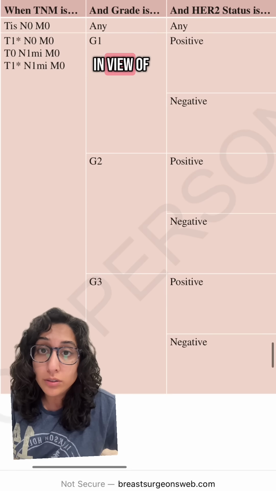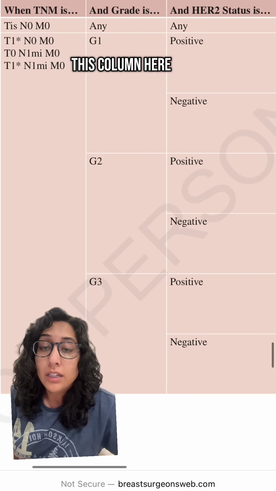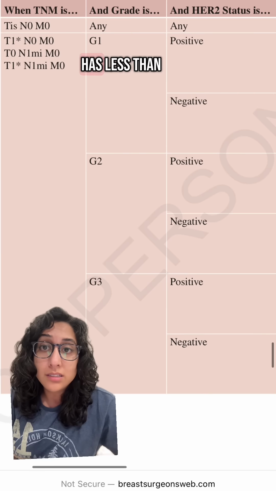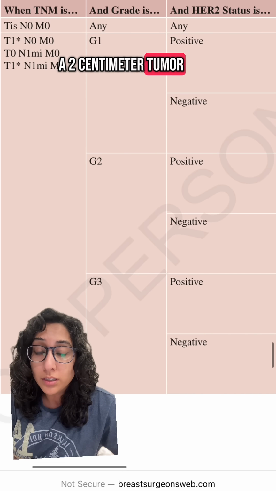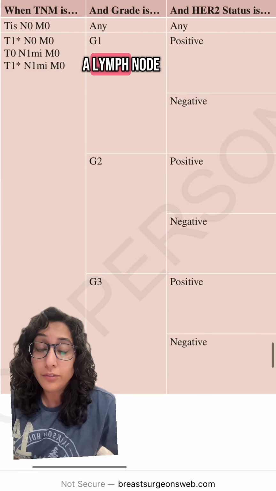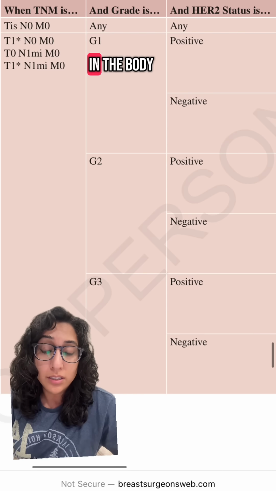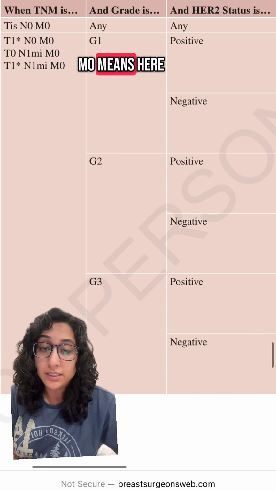Here's a zoomed in view of that chart, and you can see looking at this column here, this is looking at anyone who has less than a 2 centimeter tumor, who has less than 2 millimeters of cancer in a lymph node, or no cancer in a lymph node, and no cancer anywhere else in the body. That's what the M0 means.